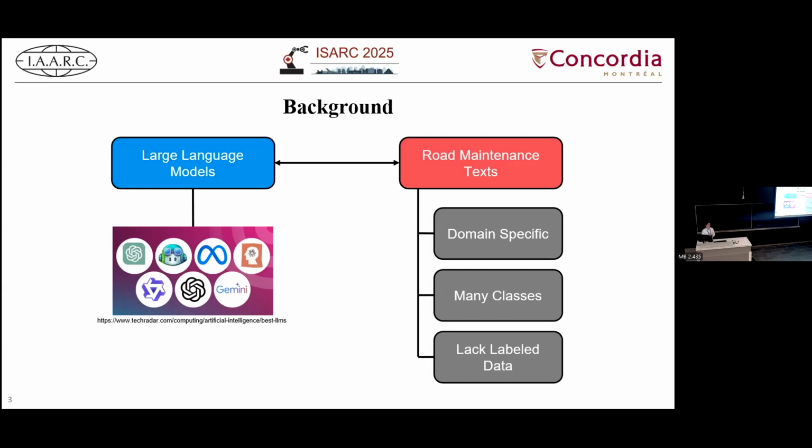Additionally, the tasks might be very complex. They might have a lot of classes. For example, instead of classifying a text into whether or not it's happy or sad, we're classifying it into one of, say, 100 defects. So it's much more complex than the tasks that we're usually seeing when you're pre-training these large language models. There's also a lack of labeled data for these engineering applications, and so it's hard to curate a dataset to fine-tune these LLMs to a specific task.